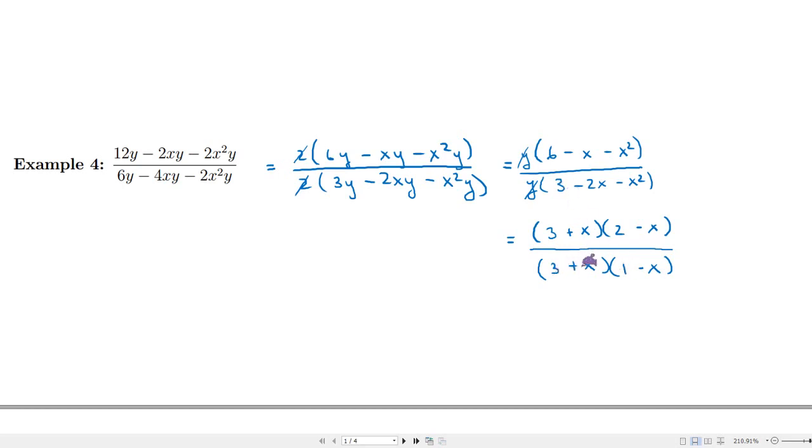3 times 1 is 3. And then 3 times negative x is negative 3x, plus x gives us negative 2x, and then finally negative x squared. And then do we have any common factors? Yes, the 3 plus x. That reduces, and we are left with our answer, 2 minus x over 1 minus x. And that's as far as this reduces.